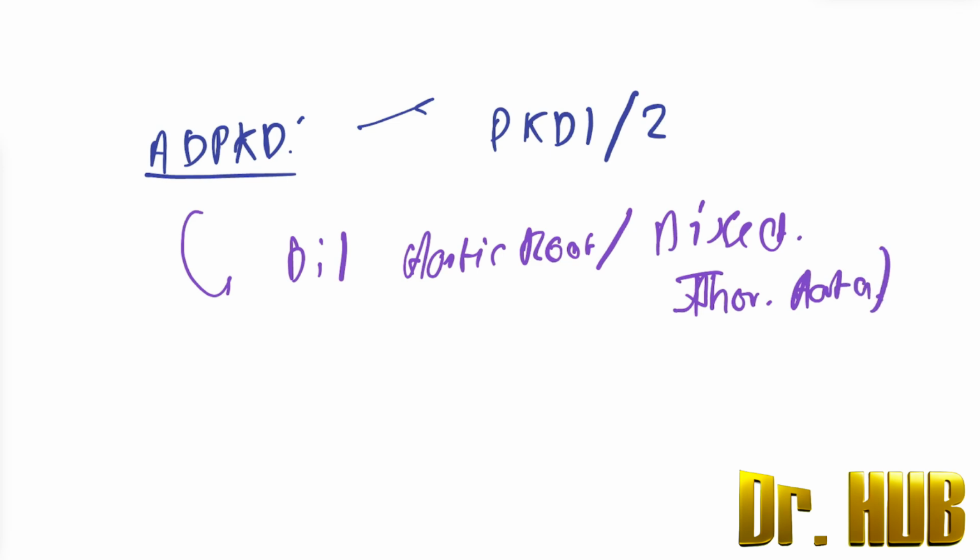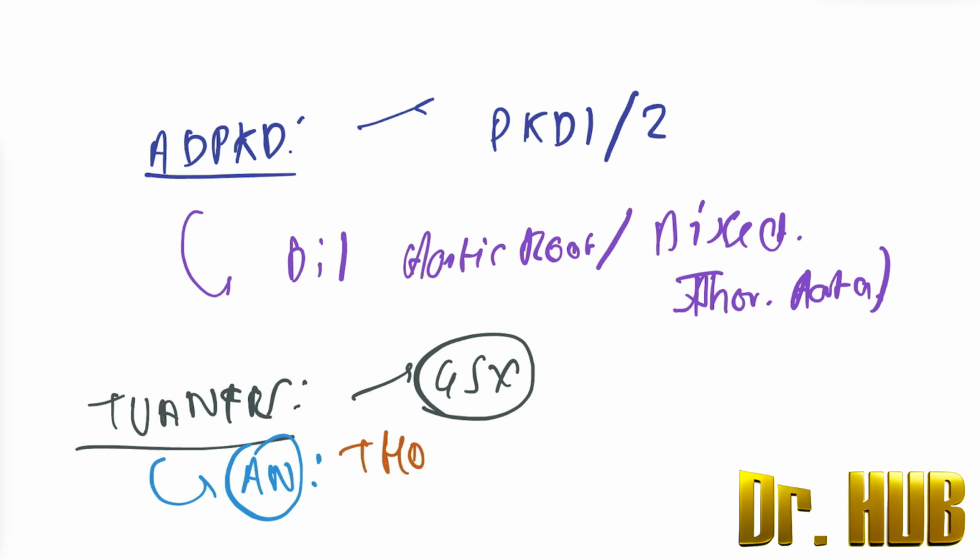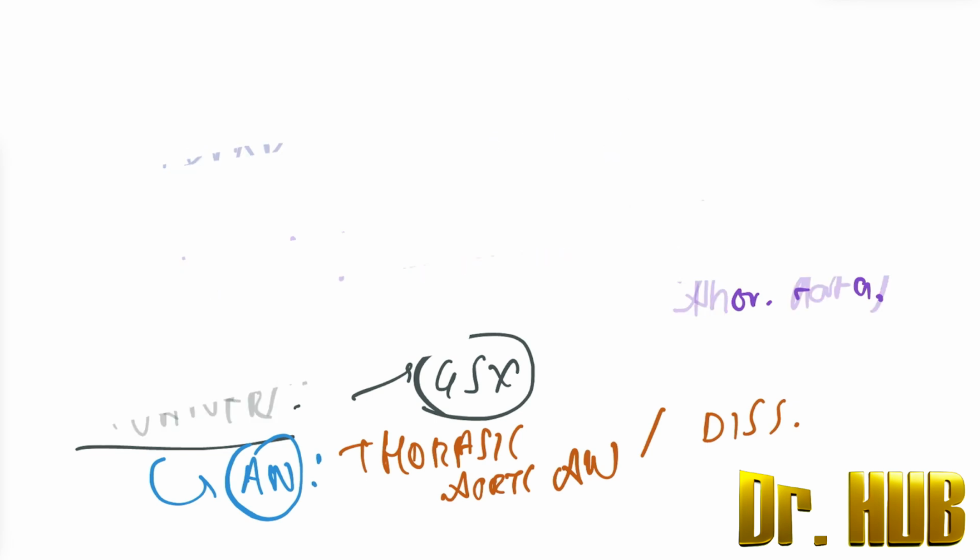Now we move on to Turner syndrome. The gene mutated is 45,X. The aneurysms involved are thoracic aortic aneurysms as well as dissections.